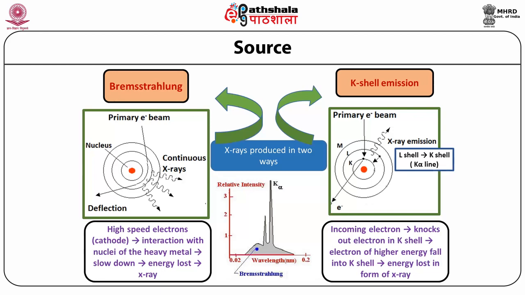So this is X-ray emission, and we can depict this, which is given in the slide here. In the first one, which is Bremsstrahlung, high-speed electrons from the cathode are there. Interaction with the nuclei takes place, and then the electrons obviously slow down, and energy is lost. The X-rays would ultimately come out with lesser energy. Relative intensity is plotted against the wave numbers in Bremsstrahlung. Then the other, K-shell emission, we find incoming electrons. They knock out the electron in the K-shell. Electrons of higher energy fall into the K-shell, and energy is lost in the form of X-rays.